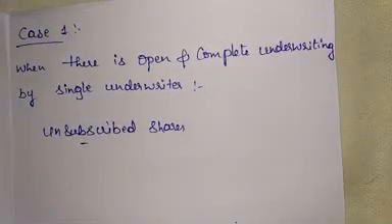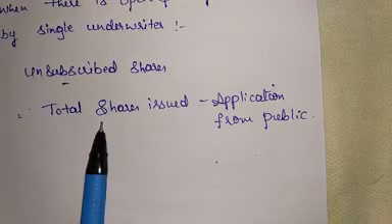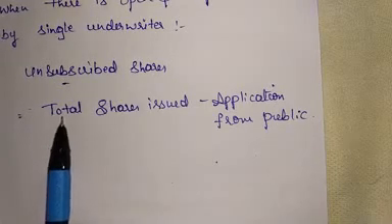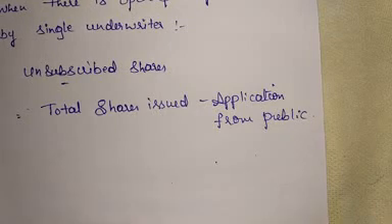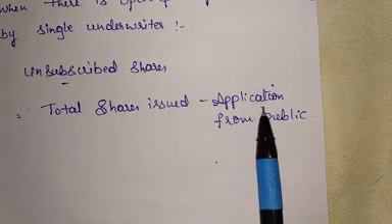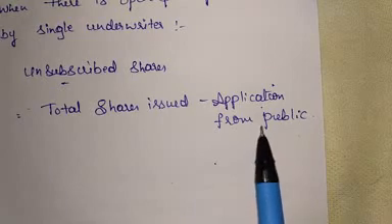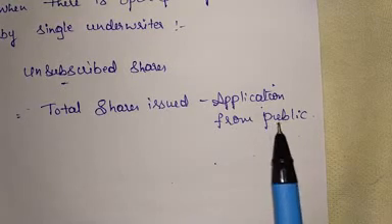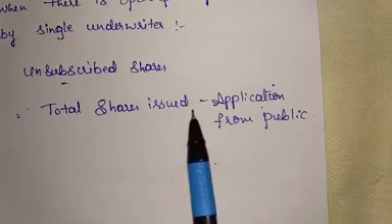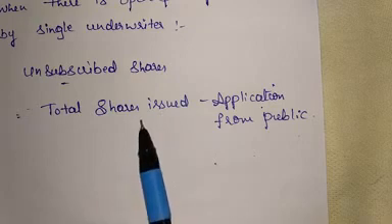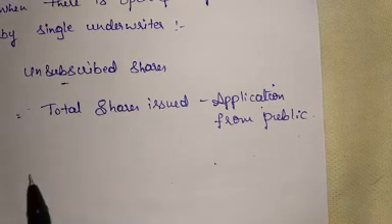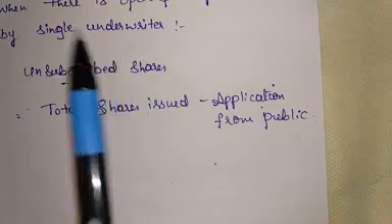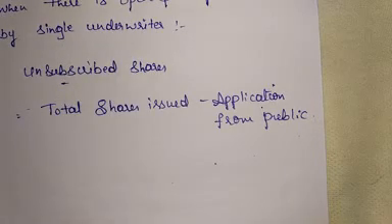We'll see. First we have to take up the total shares issued, that is, the total number of shares issued by a company. From that, if we subtract applications from the public, that is public subscription, the number of applications received from the public, we'll get unsubscribed shares. So those unsubscribed shares should be purchased by the underwriter. So we'll see the format for this.